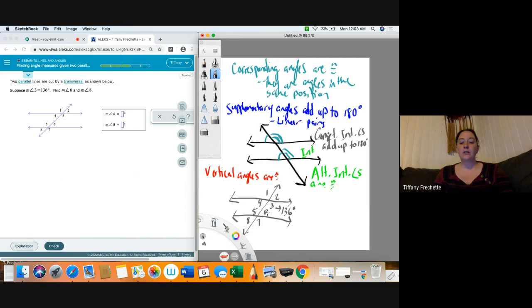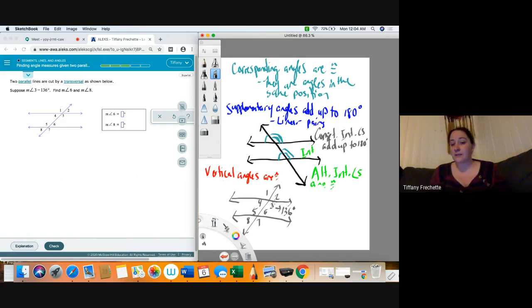So one of the ones that we found on that first one, that I wrote in darker gray here, was consecutive interior angles add up to 180. So if we look at 3 and 6, they're consecutive interior. The reason is because they're both inside the parallel lines, and they're one right after the other, so they don't skip anywhere. The consecutive interior angles also have to be on the same side, so they both have to be on the right side or left side.